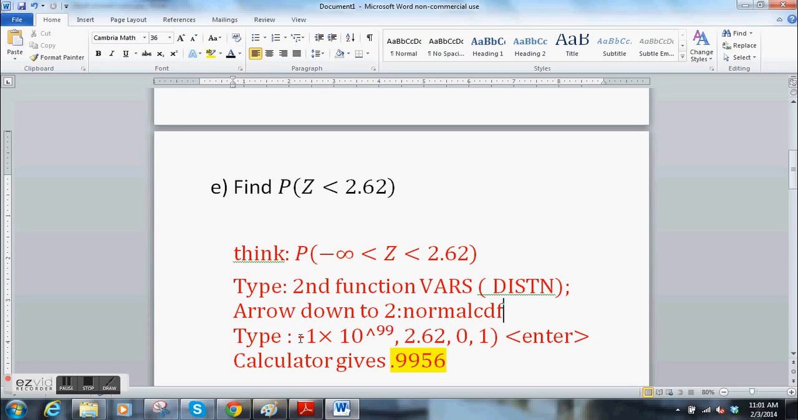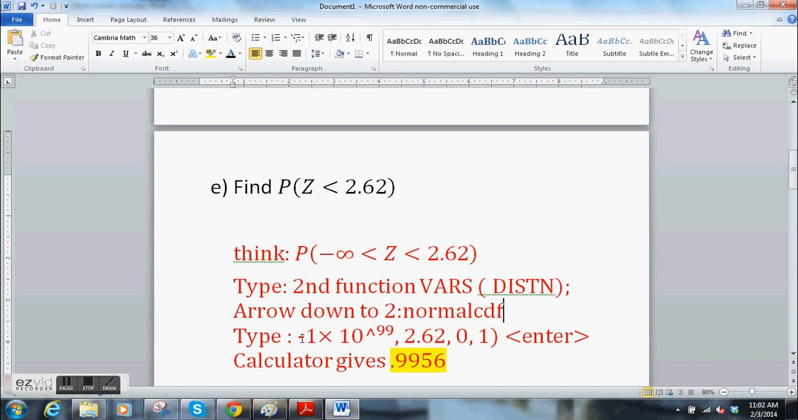And now we're going to type in the process here. The little formula you always use is lower bound, upper bound, mean, standard deviation. So the lower bound is negative infinity. We can't type negative infinity into the calculator. It will explode. You just won't know what to do. So we type in -1. Make sure you can find the negative button. It's over at the bottom right. -1 times 10 raised to the 99. That's the negative infinity, comma, 2.62, comma, 0, comma, 1, and hit enter.